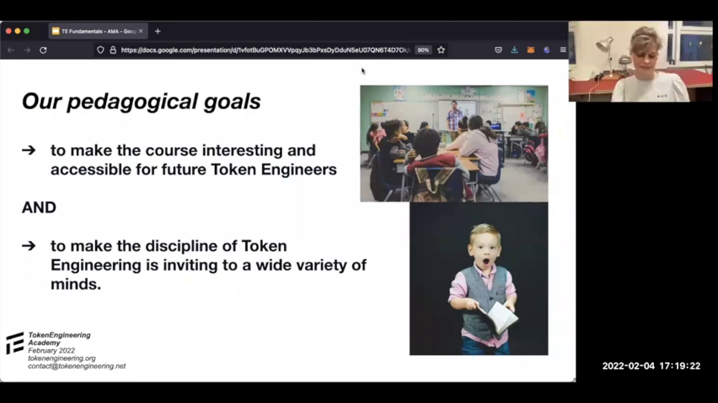Yeah, I guess this is a major, and it's also a frequent question we get. What requirements do you expect? What prior knowledge do I have to bring to the table?